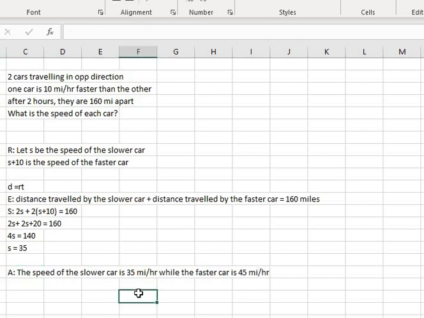Okay, checking our answer, after 2 hours, the slower car has traveled 35 times 2, which is 70, and after 2 hours, the faster car has traveled 45 times 2, which is 90. And 70 plus 90 is 160. So we know that our answer is correct.